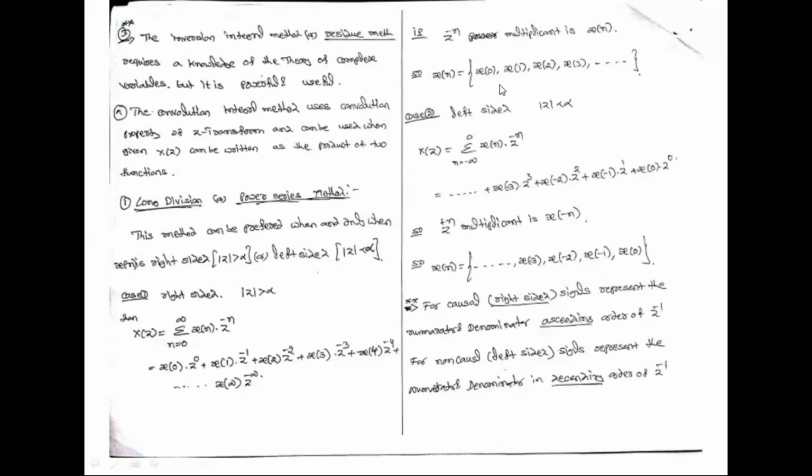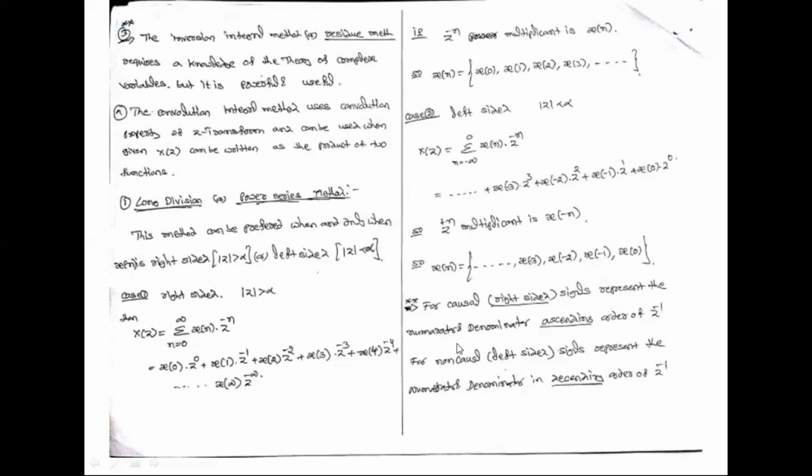Okay, this sequence will get positive values of the signal, x of 0 to x of infinite. For the left-sided sequence, x of n has the negative values of n: x of minus 3, minus 2, minus 1, and 0. Right-sided means it is nothing but the causal signal.